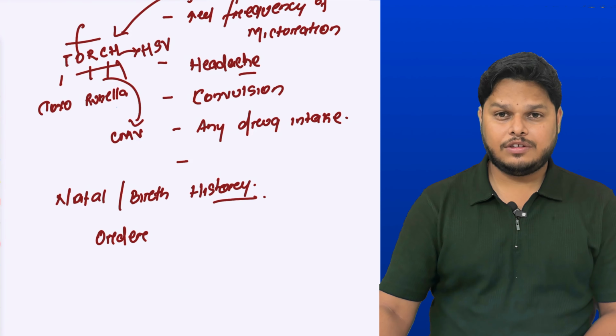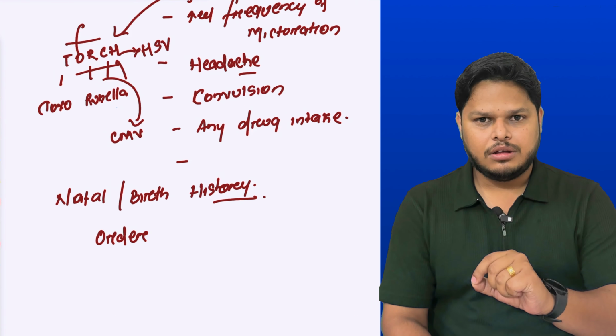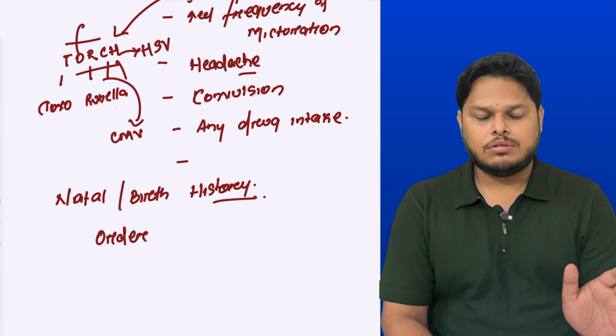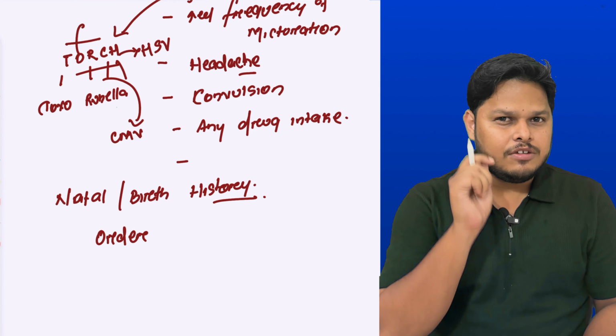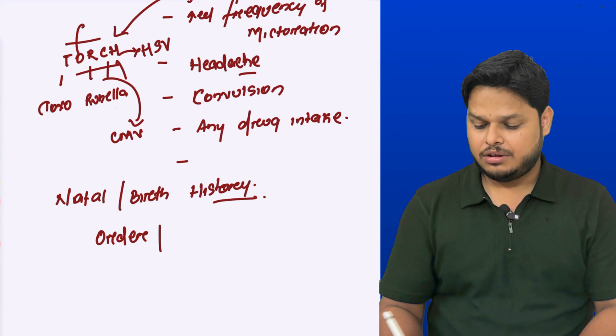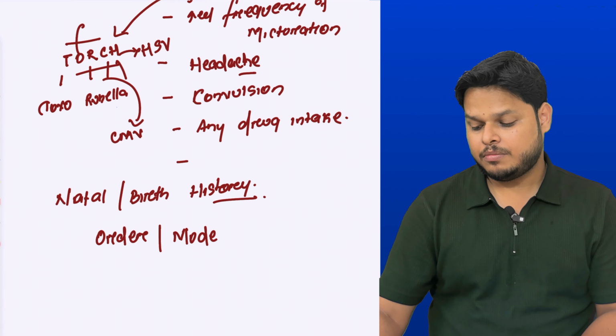Remember, when you ask which number child this is, if the first child is dead, the mother will say this is the first child. Mother will not consider the dead child as a child, you know. But that's very significant. If there is a previous sibling death, that is very significant for us, but the mother will not say. So ask them whether there was any death. It's our job to extract that, right? So order. Then what is the mode of delivery?